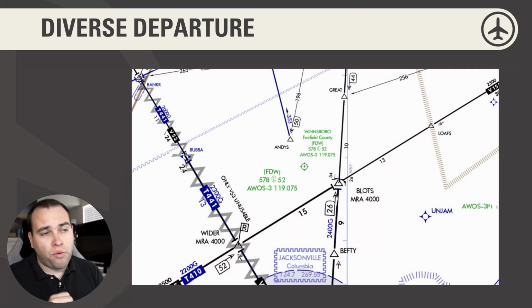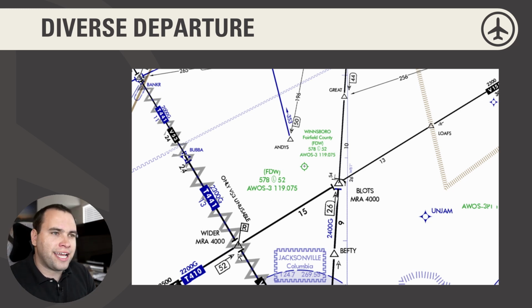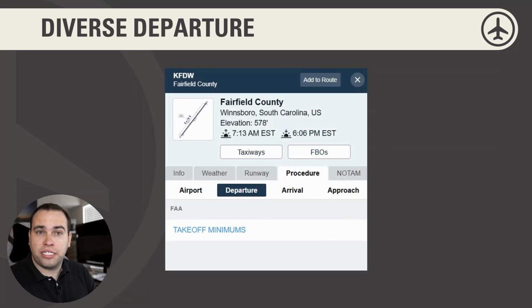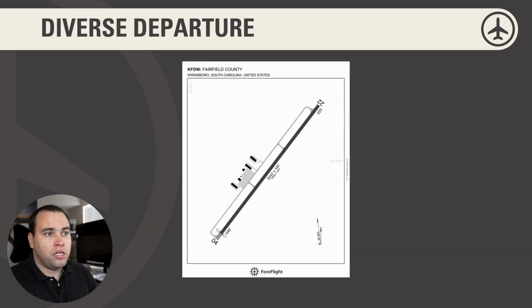So let's take a look at an airport here. We've got Fairfield County Airport, my favorite airport that I did a lot of my check rides at. You'll see here, there are no SIDs and there are no ODPs. If I go into the takeoff minimum section, there are no obstacle departure notes here for runway 4 or 22. They give us a lot of notes here on trees that are in place. That's just situational awareness, but there are no procedures on how to depart from runway 4 or 22. So guess what? That means runway 4 and 22 meet the diverse airport criteria.